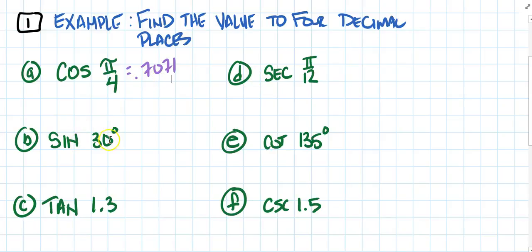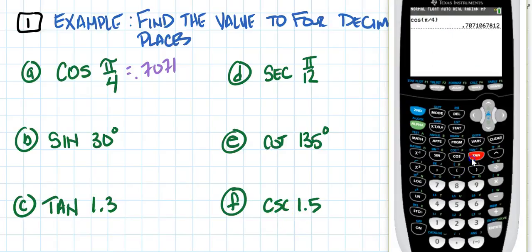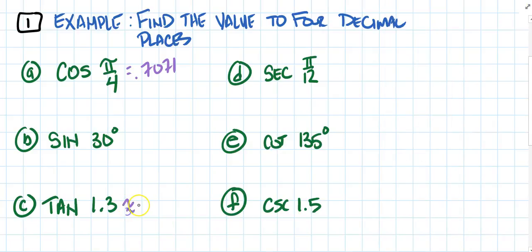Let's do all of the other ones that are in radian measure. So let's skip B because B is in a degree measure. Notice that C is the tangent of 1.3. If there is no little degree sign there, then it must be a radian measure. So I can hit the tangent of 1.3 radians, and I would get 3.602. So I write down, it's approximately 3.602.